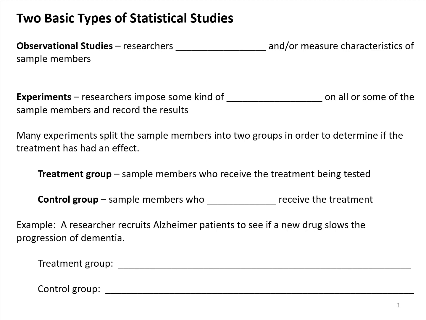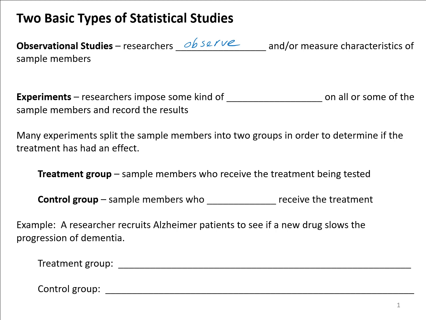There are two basic types of statistical studies. There are observational studies where researchers observe and or measure characteristics of sample members. Basically, most of the examples we've had up till now have been observational studies where you simply ask someone's opinion about something or you just measure some characteristics about that person.